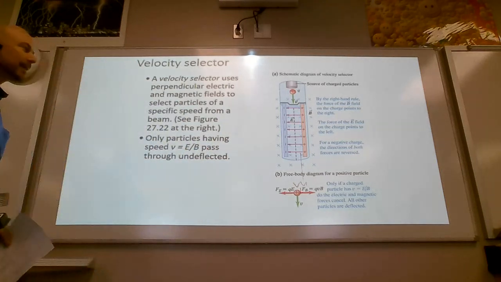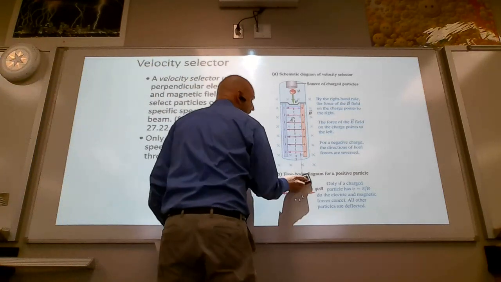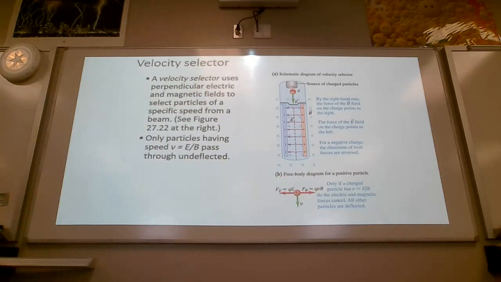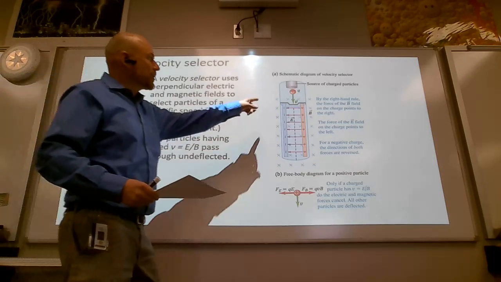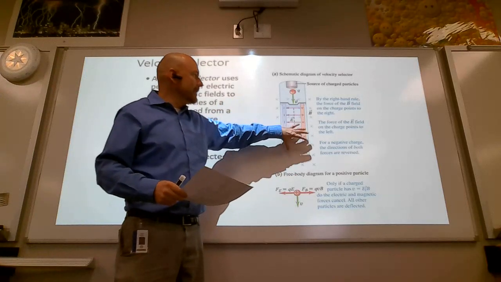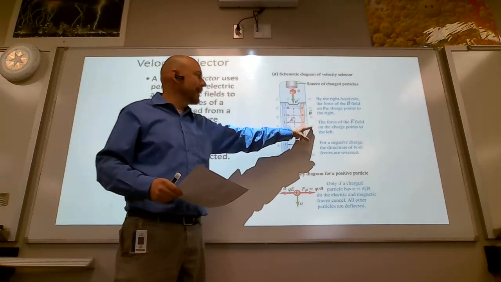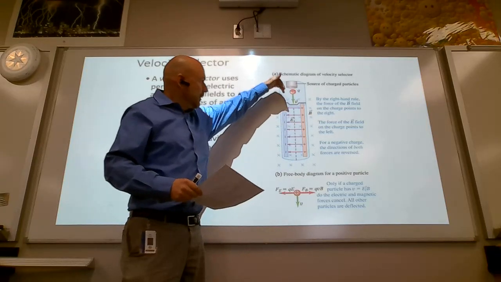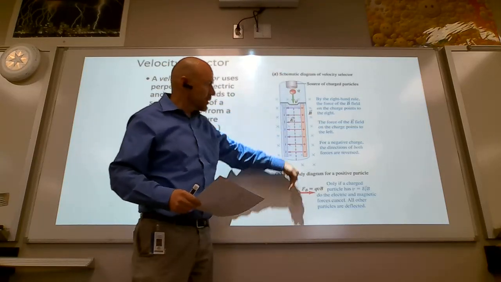All right. So a velocity selector. This is like all over the place in introductory physics. It's a special case scenario where we shoot a charged particle into a region that has both a magnetic field and an electric field. And we do it in such a way that it shoots straight through.